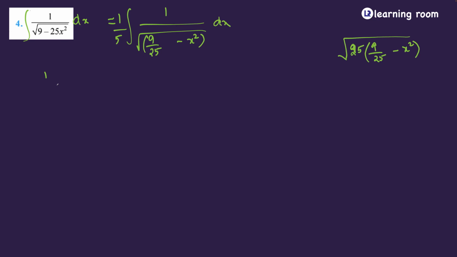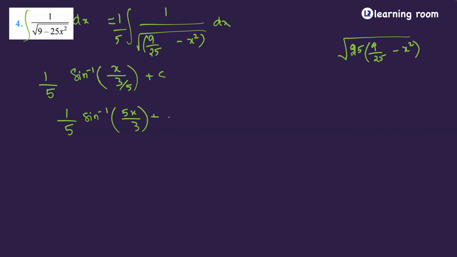So 1 by 5 into, what is the formula for root of a square minus x square? It is going to be sine inverse of x by a. So what is x? x is x only. What is a? If you observe, 9 by 25 is a square. So square root of that, square root of 9 is 3 and square root of 25 is 5, plus c. So the answer will be 1 by 5 times sine inverse of 5x by 3 plus c. Okay. So this will be the answer.